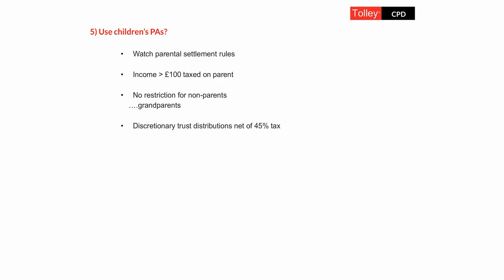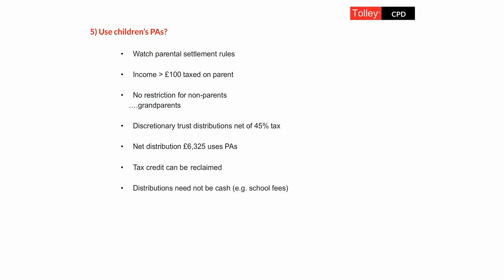If there's a discretionary trust around, then these distributions are net of 45%. So a net distribution of 6,325 in this tax year does utilise the grandchild's personal allowance. Yes, you'll have tax deducted at source, but it can be reclaimed. And distributions do not have to be cash. You could be settling the school fees for the grandchild. So we make sure we don't pass through this tax year without utilising the personal allowance, as we could do with, say, children.